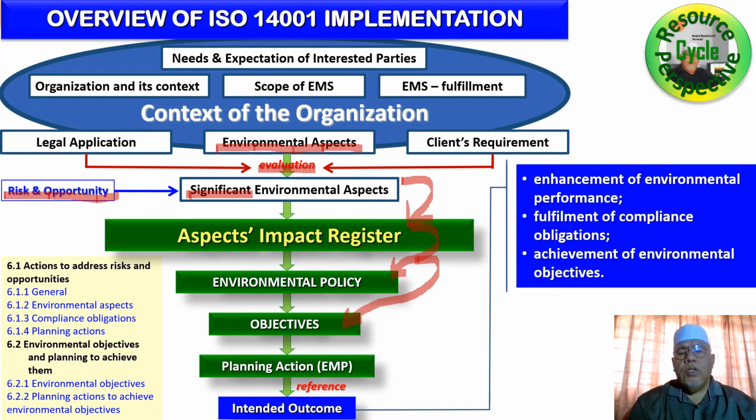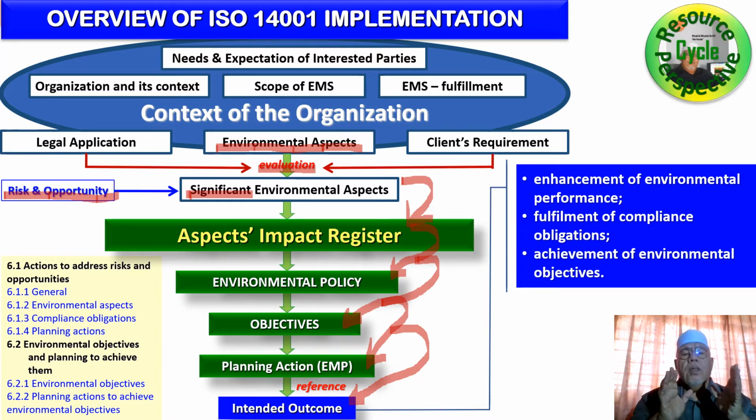And in order to achieve the policy, we must have some planning actions. We need to have who do what, when, and how, and what are the resources, probably finance, probably man-hour, probably equipment. That is in the EMP. And then all this will constitute what we call under the ISO 14001 version 2015 intended outcome.